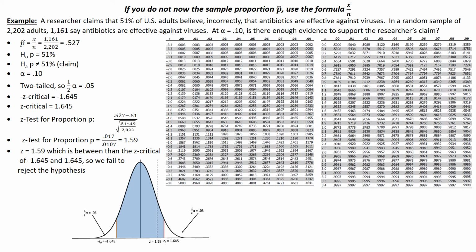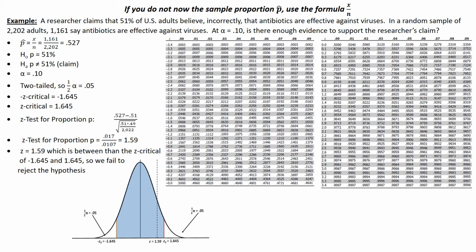Now, another thing you should know is if they do not give you what the p-hat is, you can figure it out by yourself. The p-hat, I should say, is the number of samples giving the answer you want, or your success rate, x, divided by the total number of samples. Let me show you right here.